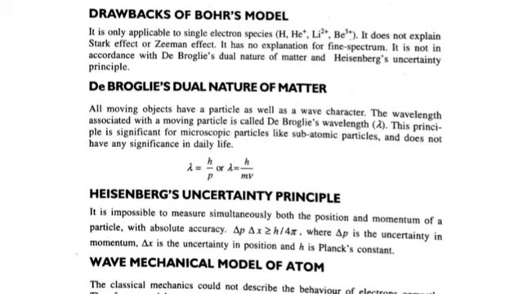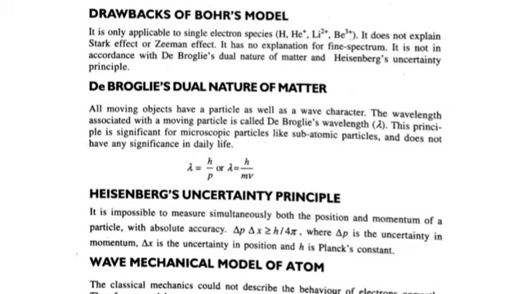If I talk about the Heisenberg uncertainty principle, it is impossible to measure simultaneously both the position and the momentum of a particle together with absolute accuracy. That's why delta p into delta x is greater than or equal to h by 4 pi, where delta p is the uncertainty in momentum, delta x is the uncertainty in position, and h is Planck's constant.